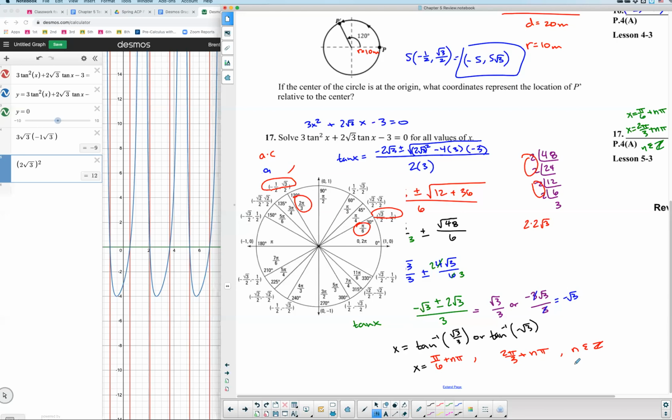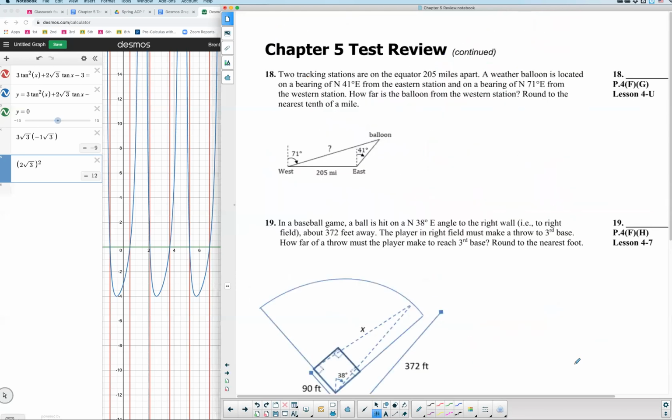All right, I got 5 minutes left. Let's finish off these problems. We've got 3 more to look at here. And number 18, it says 2 tracking stations are on the equator 205 miles apart. So here you are. Equator means like horizontal. A weather balloon is located on the bearing of north 41 degrees east of the eastern station. So north means you start north and you move 41 towards the east. That's why the angle's there as a 41. And the western station is north, so this is pointing north, 71 towards the east to get the balloon from the western station. How far is the balloon from this western station? That's what we're looking for. Round to the nearest 10th.